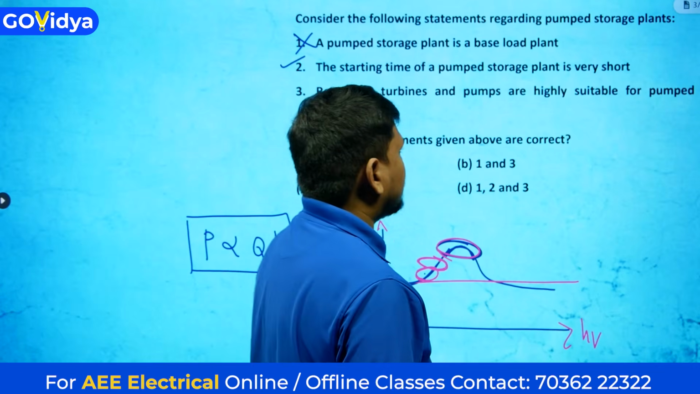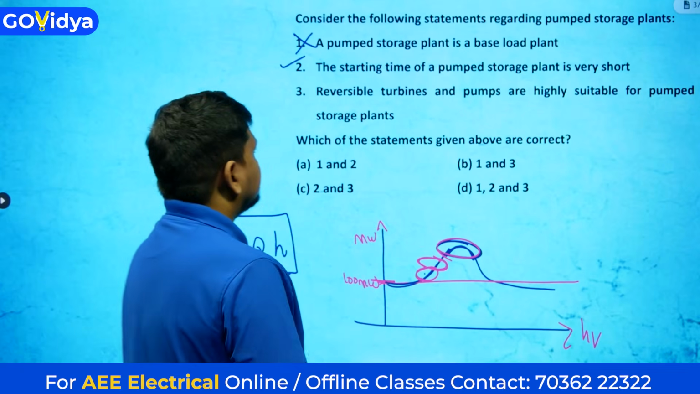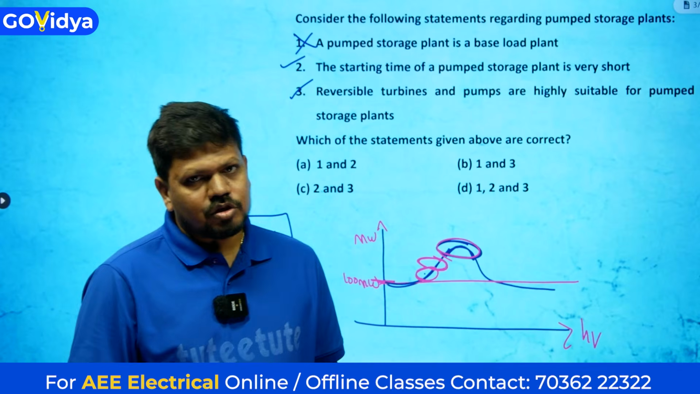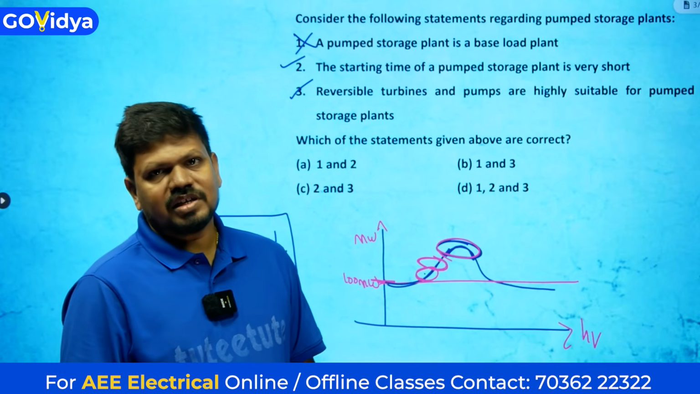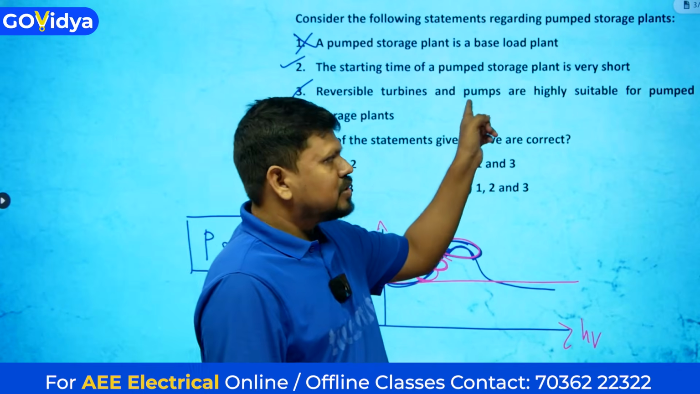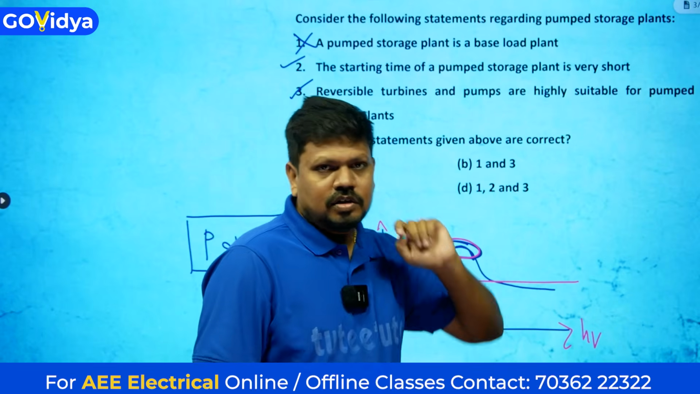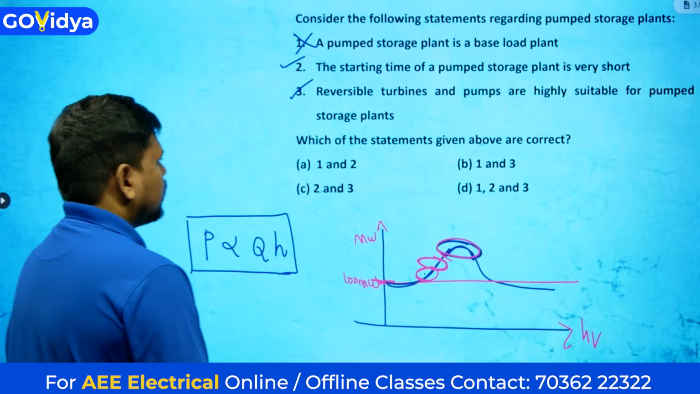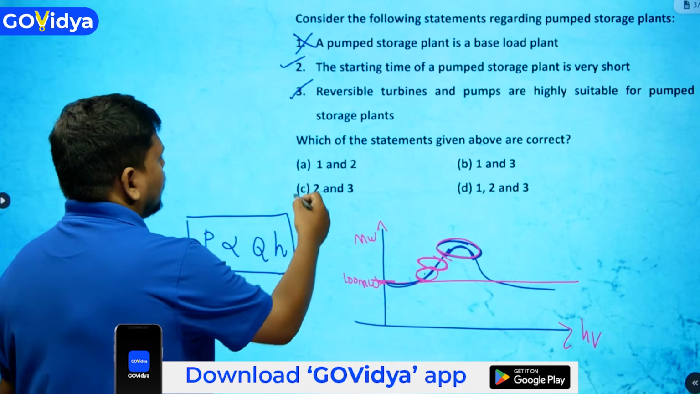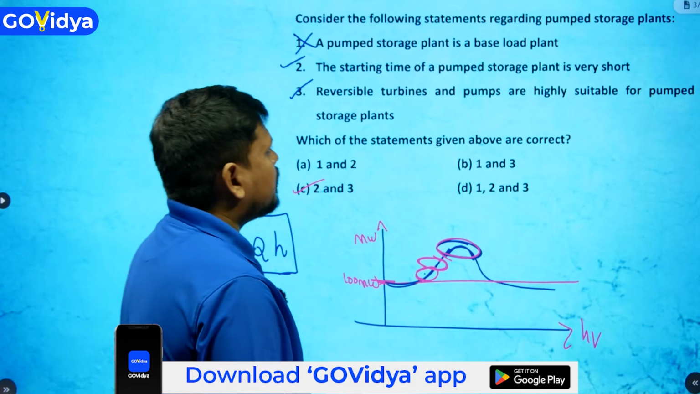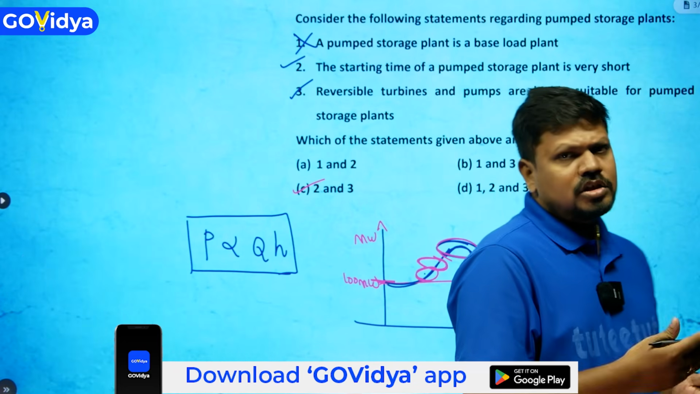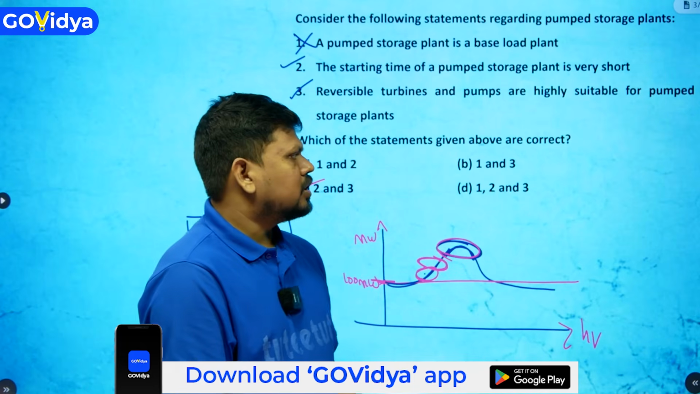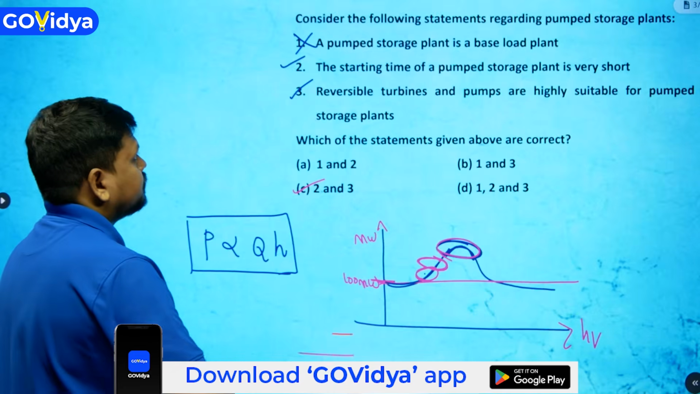Reversible turbines and pumps are highly suitable for pumped storage plants. This is what we have discussed now: turbines are reversible and pumps are reversible, they are saying. Anyhow, they will be reversible turbines, and they should be used as generator and motor. So this statement is also correct. You observe options 2 and 3 are correct for this one. This is one of the important models about base loads and peak loads. Some of the other power plants also, we can compare, the remaining power plants in the next question.